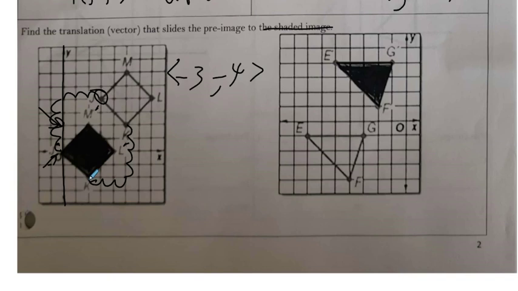On this one, we're starting with E and going to E prime. So again, we go right first. So 1, 2, right 2. And then from that point, we're going to go 1, 2, 3, 4, 5, up 5. And that is my move.